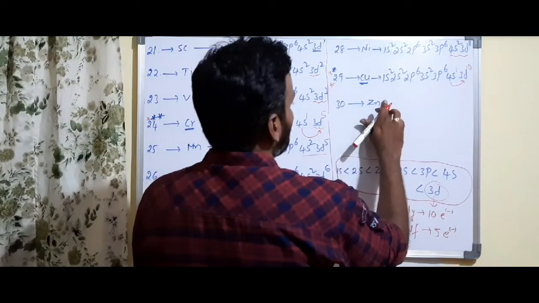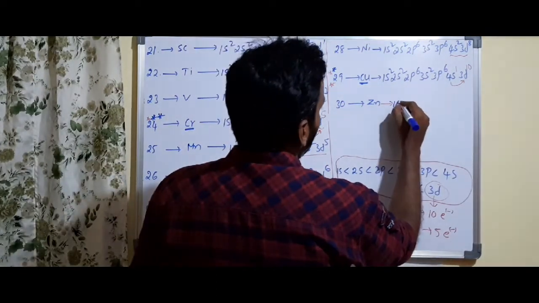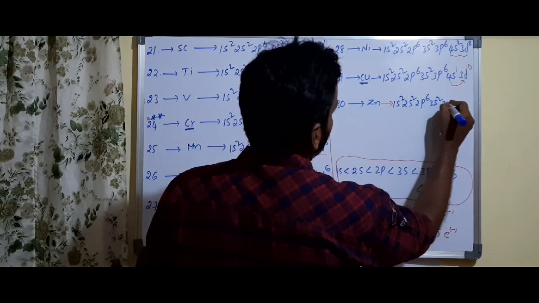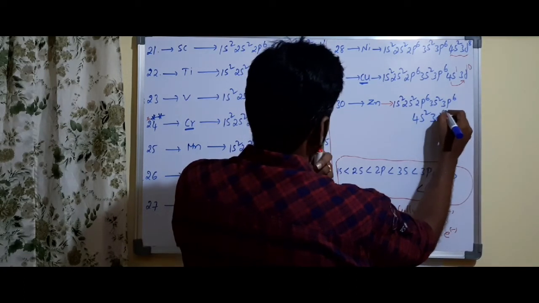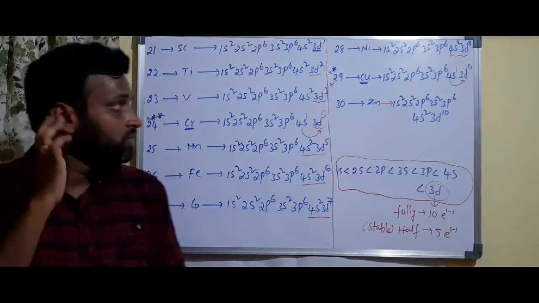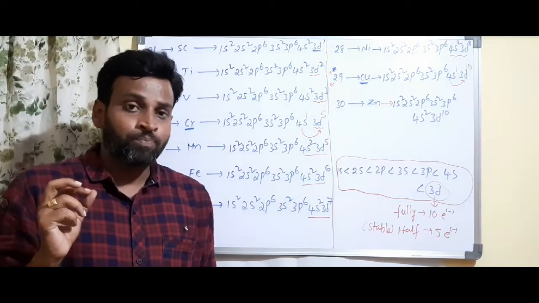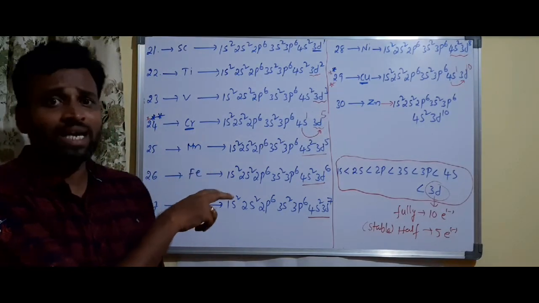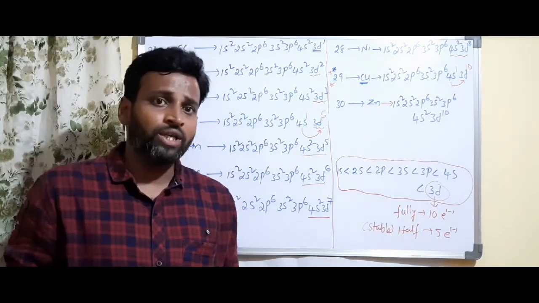Last and final for today's class is zinc. What is the configuration, sir? It's 1s2, 2s2, 2p6, 3s2, 3p6 and 4s2, 3d10. This is the zinc configuration. Note down all these things, and after completion of class you must send all 30 elements' electronic configuration in our group.